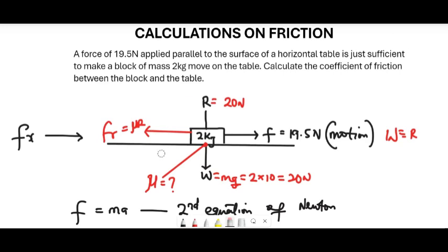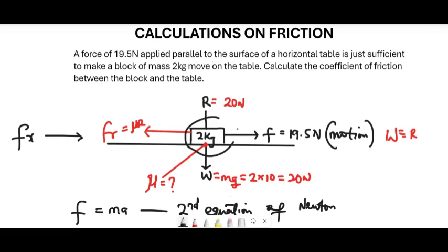Question 1 says a force of 19.5 Newton applied parallel to the surface of a horizontal table is just sufficient to make a block of mass 2 kg move on the table. Calculate the coefficient of friction between the block and the table.